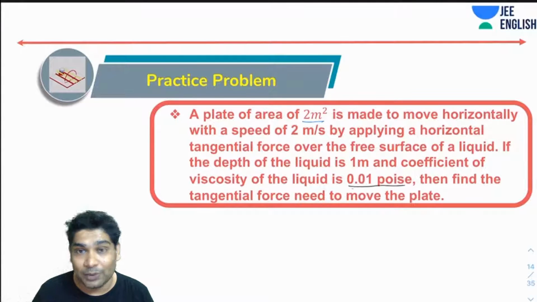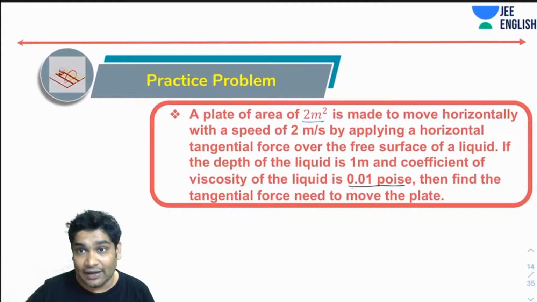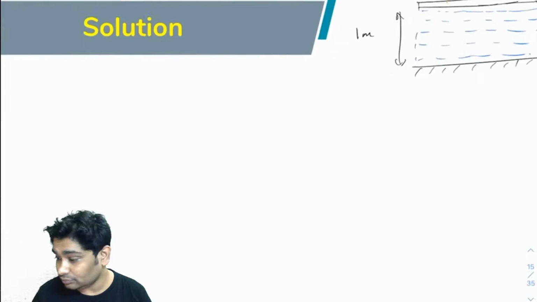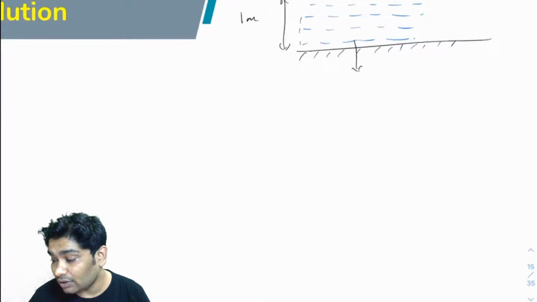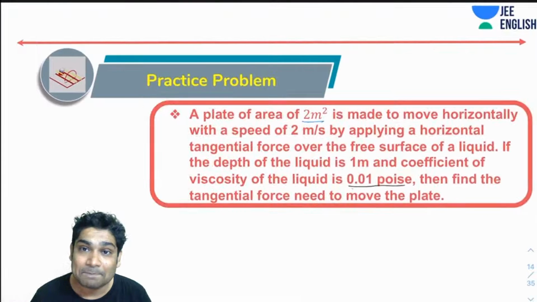So I hope you remember this. Poise is the CGS unit by the way. The conversion to the SI unit is that 10 poise would make 1 SI unit. So when you're writing it, the coefficient of viscosity would be 0.001 SI units. Please remember this.